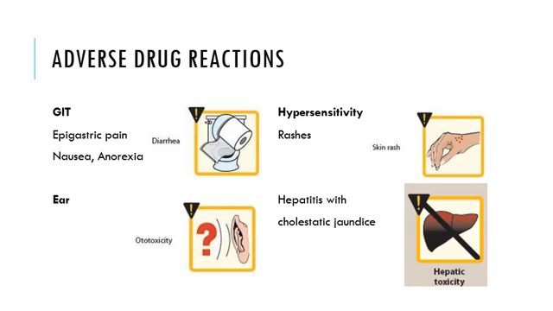Adverse drug reactions. First, gastrointestinal system: epigastric pain, nausea, anorexia are generally found in the pediatric population after oral ingestion of erythromycin. Diarrhea is occasionally reported. Diarrhea is because of stimulation of motilin receptors, which leads to increased gastric emptying and increased intestinal motility.